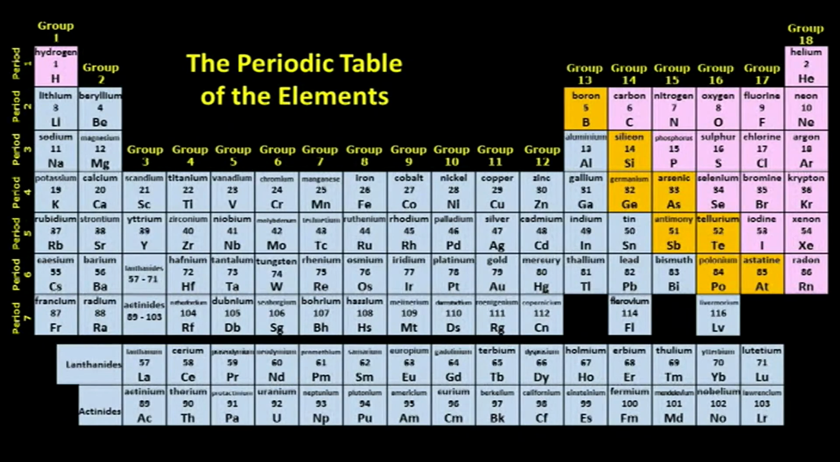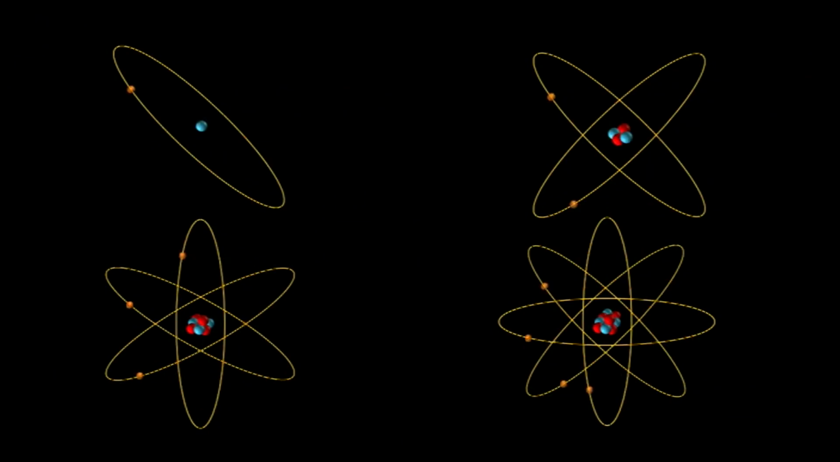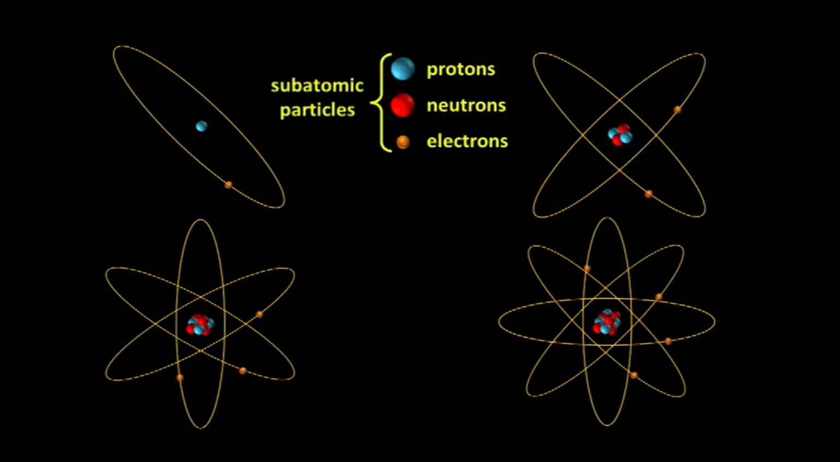Even though there are more than 100 elements, the atoms of every single one of them are made up of just three types of particles, which are often called subatomic particles. Different atoms have different numbers of these three subatomic particles.